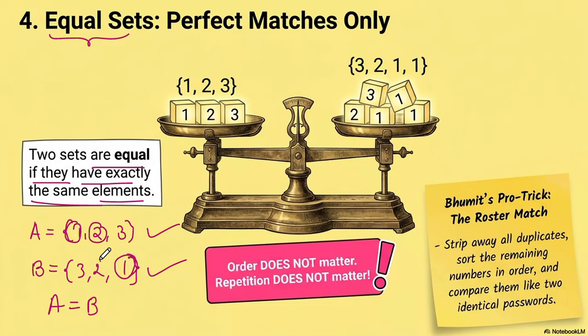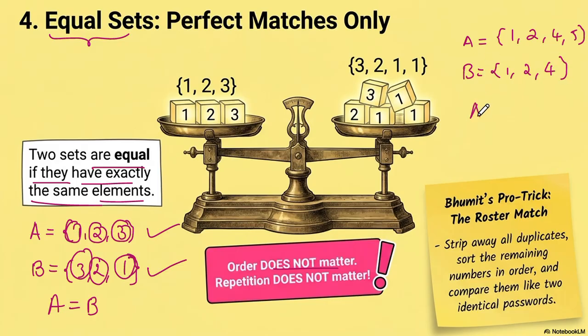In set A 2 is there, here also 2 is there, here 3 is there, here also 3 is there. Order does not matter, only the number of elements and the elements must be the same. Okay, so if I take the example A = {1, 2, 4, 5} and B = {1, 2, 4}, are sets A and B equal? Then the answer is no, A is not equal to B. Why? Because 5 belongs to A, but 5 does not belong to B.